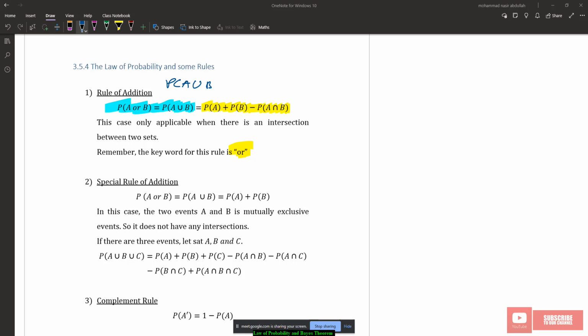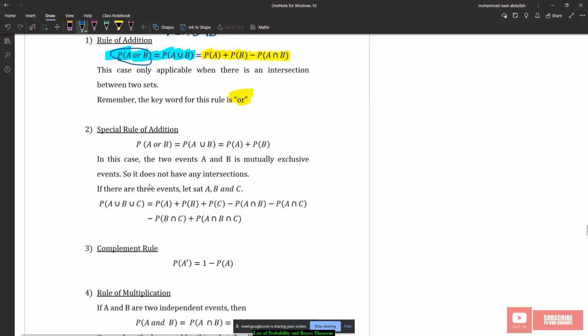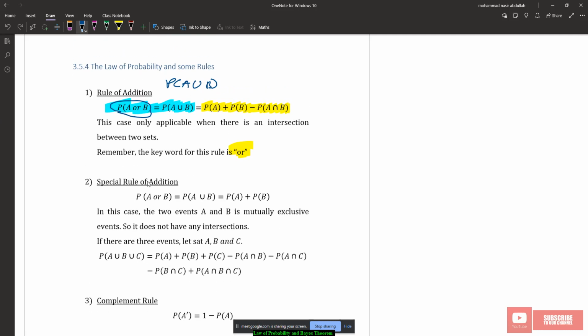Let's continue. The probability of A union B is also equal to the probability of A or the probability of B. Another rule in addition is for a mutually exclusive event. When you have a mutually exclusive event and you want to find the probability of A or B, it means that the probability of A union B is equal to the probability of A plus B. Because if you still remember, if A and B are mutually exclusive events, the probability of A intersect B is equal to 0.